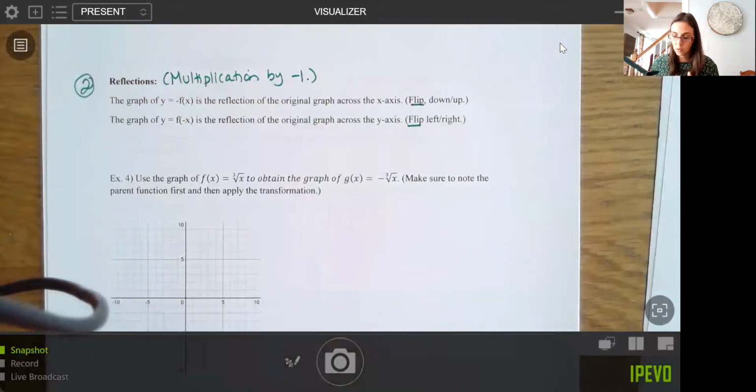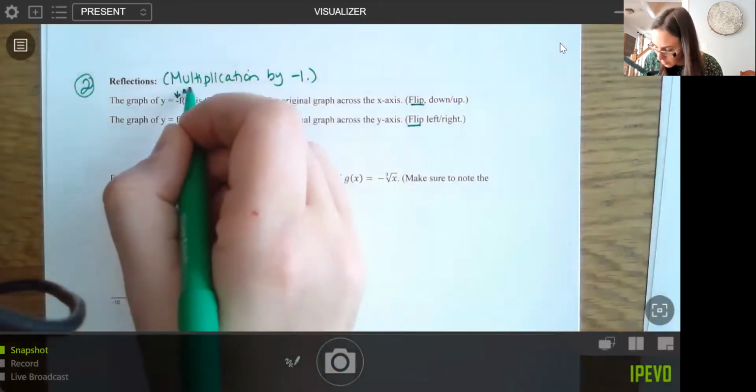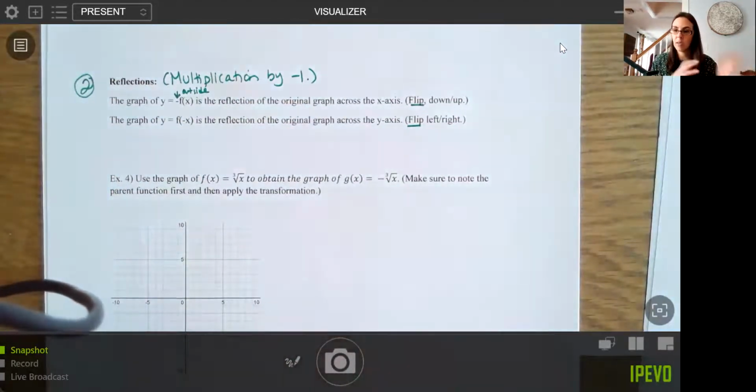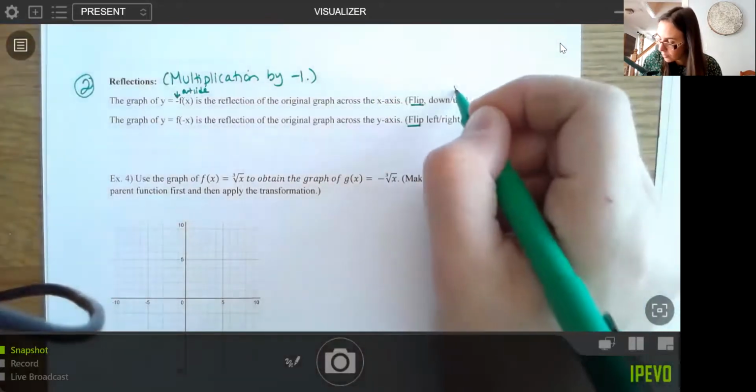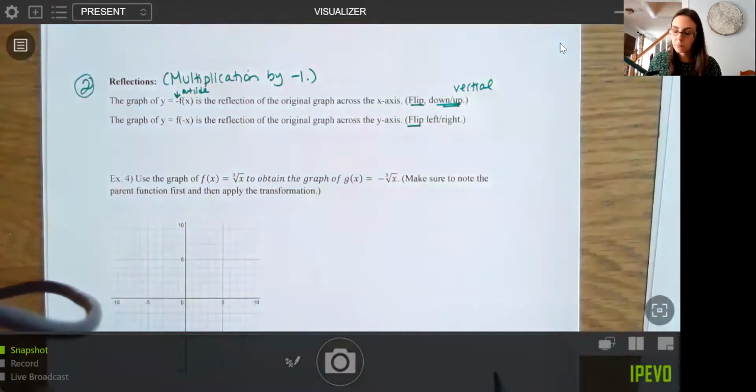And again, you have two directions here. You have a vertical change and you have a horizontal change. So notice here, see how that negative is outside the function? When your negative is outside a function, so the whole thing is just being negated, then you have a vertical change here. So you're going to end up flipping in a down-up direction.